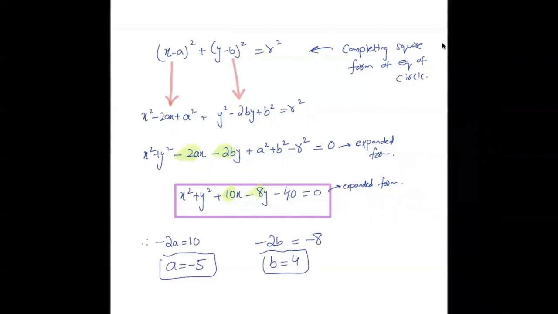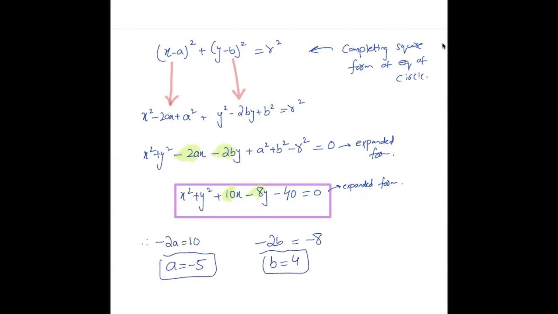Sir, they will give me the expanded form, x squared plus y squared plus 10x minus 8y minus 40 equals 0. I'll need to expand (x minus a) squared plus (y minus b) squared equals r squared, then apply this. So I take negative 2a and equate it with 10, and for b also, I take negative 2b and equate it with minus 8. Okay, now understood.